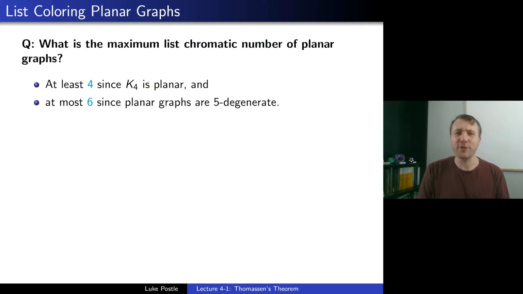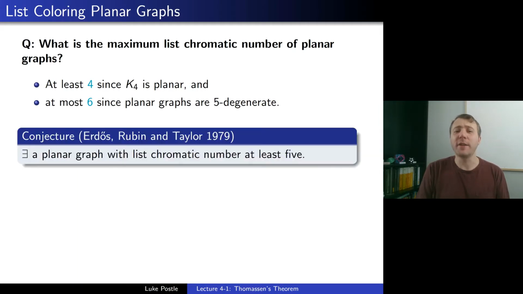Here's the question that was asked when list coloring was introduced in the 70s by Erdős, Rubin, and Taylor. They conjectured that 4 is not the correct number, that there exists a planar graph with list chromatic number at least 5. We talked last week about how list coloring and coloring are different, and here they're saying that even for planar graphs, the four-color theorem does not hold for list coloring.